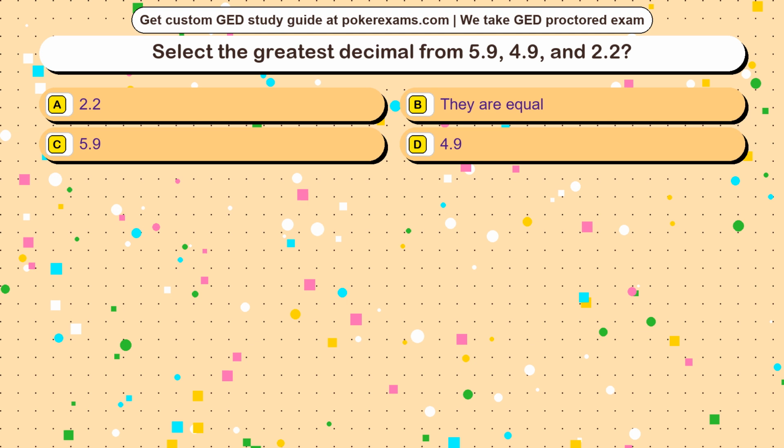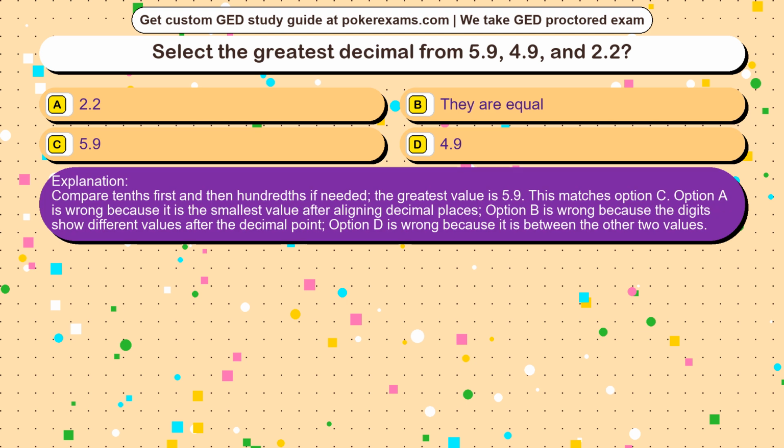The correct answer is option C. Compare tenths first and then hundredths if needed. The greatest value is 5.9. This matches option C. Option A is wrong because it is the smallest value after aligning decimal places. Option B is wrong because the digits show different values after the decimal point. Option D is wrong because it is between the other two values.